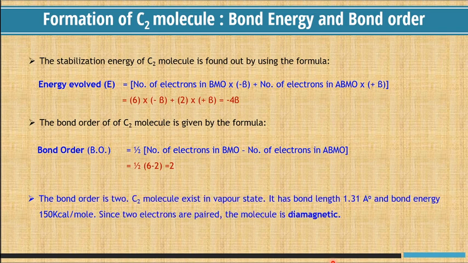The C2 molecule exists in the vapor state. It has a bond length of 1.31 angstrom and a bond energy of 150 kilocalories per mole. Since 2 electrons are paired, the molecule is diamagnetic.